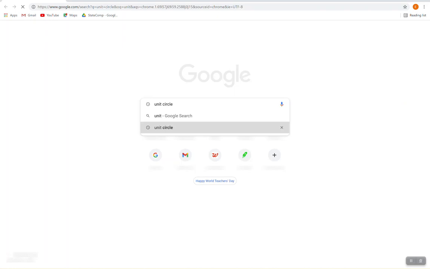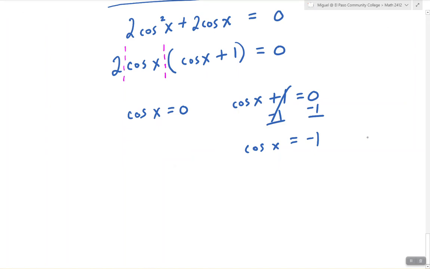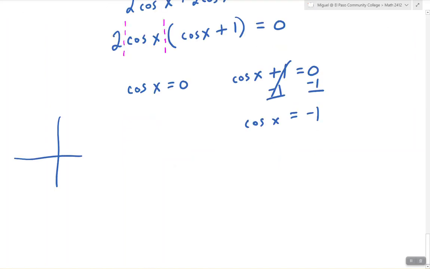Let me bring this up for anybody that's still lost on the unit circle. Essentially what we're saying is, cosine value is the x or the y? X, good. So when is the x 0? Here it's 0, and here it's also 0. So it's pi over 2 on this one, and 3 pi over 2 on this one, on the unit circle.